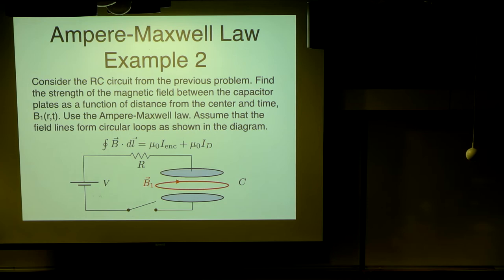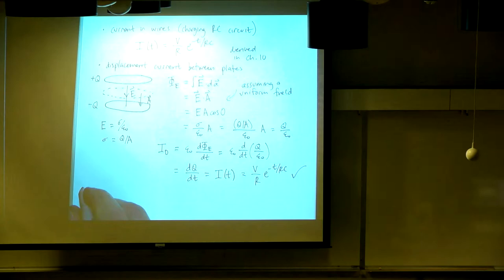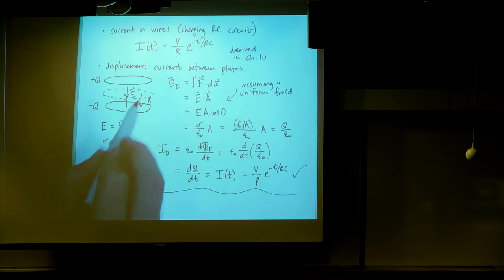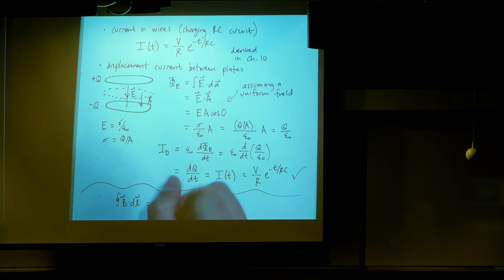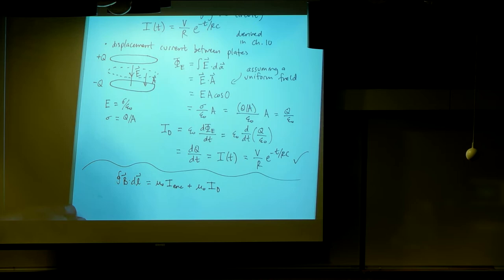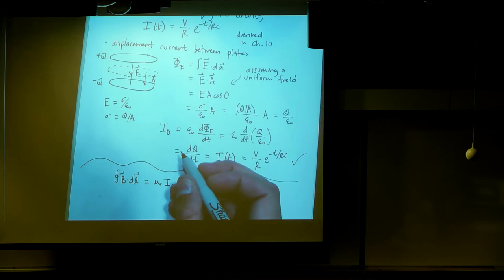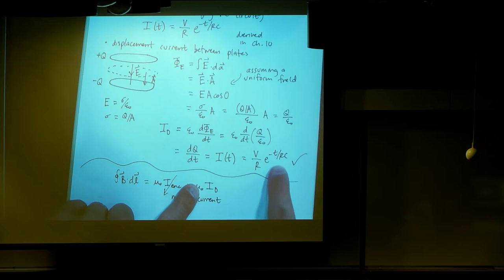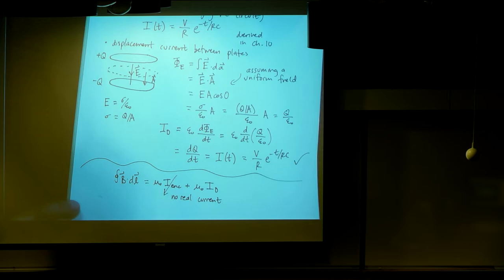So here's how it's going to go. The Ampere-Maxwell law says the integral of B dot dl over, by the way, this loop that I drew previously, that's what we're going to use for this, equals mu naught times I enclosed plus mu naught times I_d, which is this new displacement current term. So if we're considering just in between the plates, do I have any actual current? No. So that means this first term right here, which says I enclosed, I can set to zero. It's no real current. But I do have a displacement current, and I just found it over there.